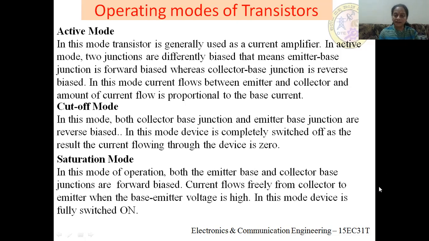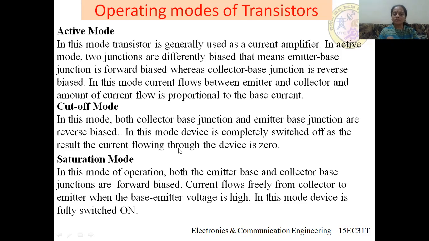Whether you connect a transistor in common base, common collector or common emitter, it can be operated in three modes. One is the active mode, where the collector current depends on the base current. If base current increases, the collector current increases. If base current decreases, the collector current decreases. In this mode, the base emitter is forward bias, whereas the output circuit is reverse bias.